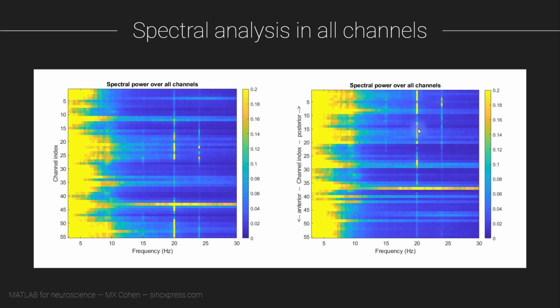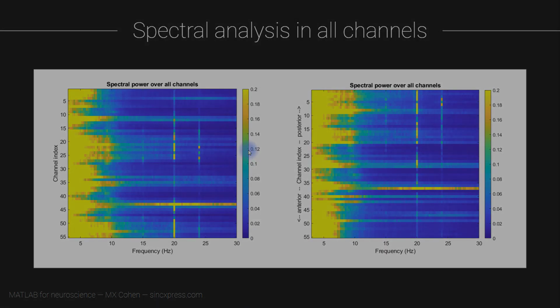So not surprisingly, in this sorted image, you see a stronger response towards posterior channels, which is not surprising given that this is reflecting a cortical response to a visual stimulus. So we should see maximal energy at the back of the head. Okay, so now we're going to switch to MATLAB and create these two graphs.